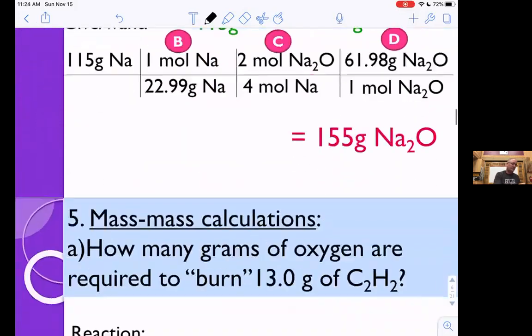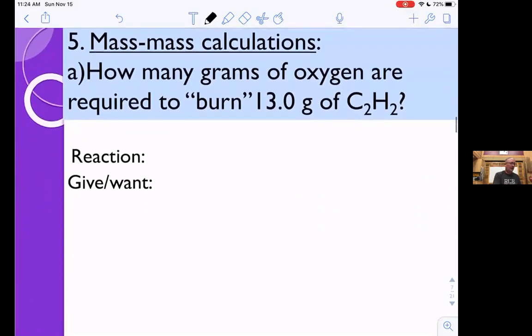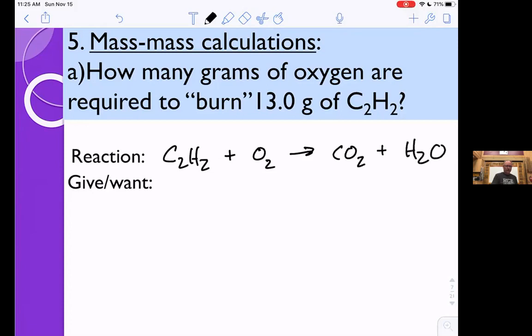Okay. So here's another one. It says how many grams of oxygen are required to burn C2H2, or 13 grams of ethine or acetylene. So this is a combustion problem. My reactant is going to be C2H2. My other reactant in a combustion problem is always oxygen. My products of a combustion reaction are always CO2 and H2O.